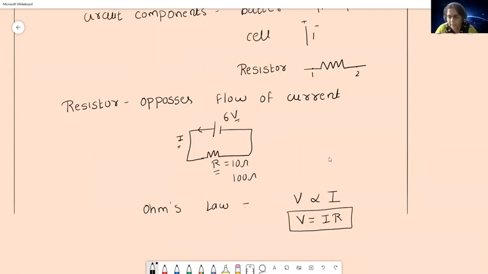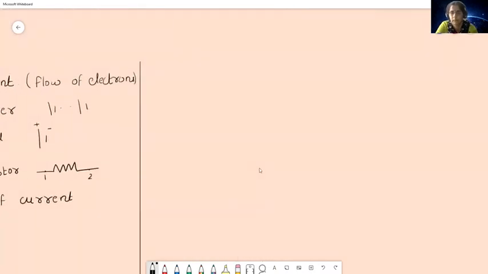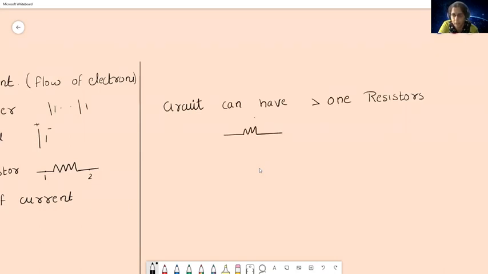Now in this circuit, I have used only one resistor, but a circuit can have more than one resistor. So if I have two resistors, say for example, I have one resistor R1, its terminal is 1 and terminal 2. Then I have another resistor R2. I need to connect it in my circuit. So how can I connect it?